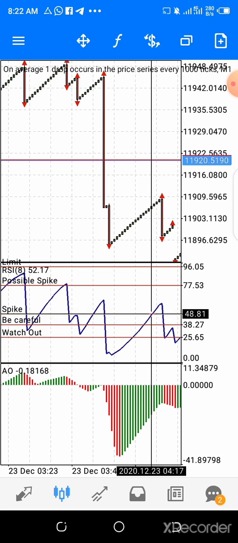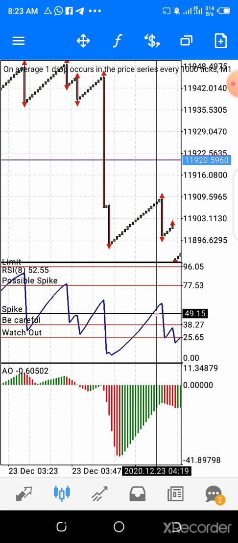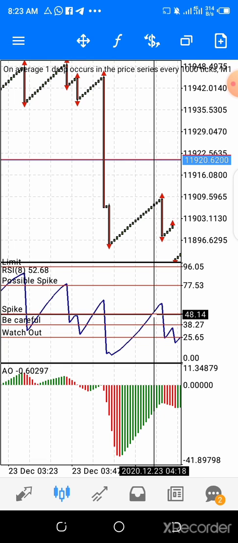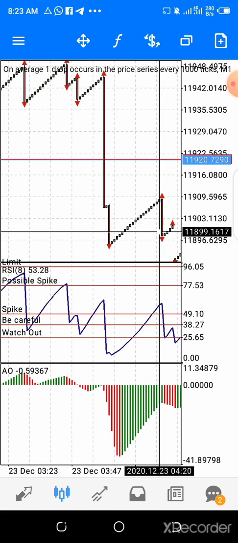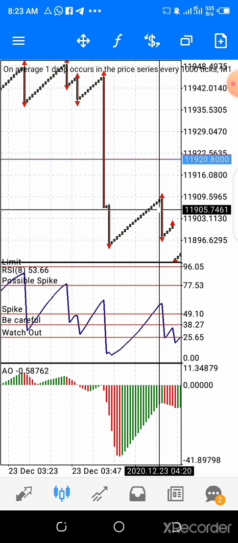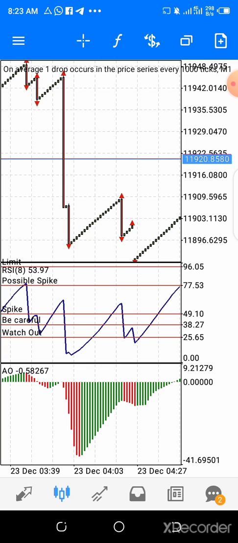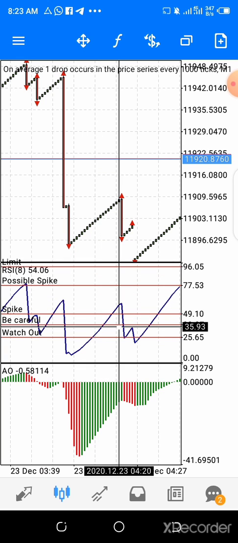Anytime you see the relative strength index reach the spike zone here, that's 49.10, so expect a spike, as you can see it here. Immediately when it is in the spike zone, you see 1, 2, it just pumps 1, 2, 3 candles, then it spikes. You can see it go. As it just spiked, then the market starts going up a small bit.